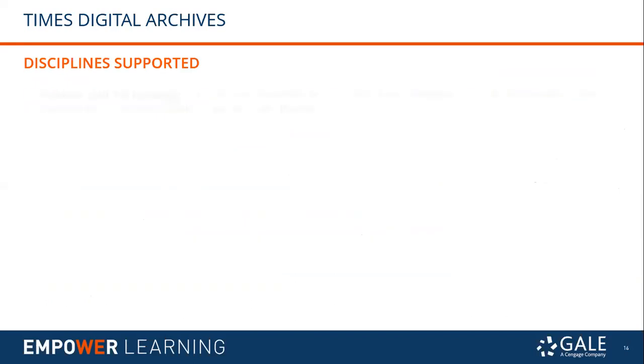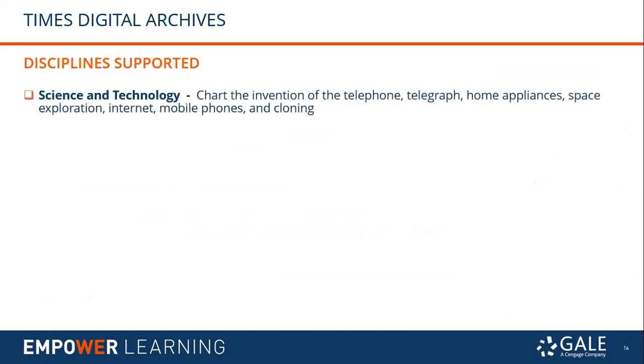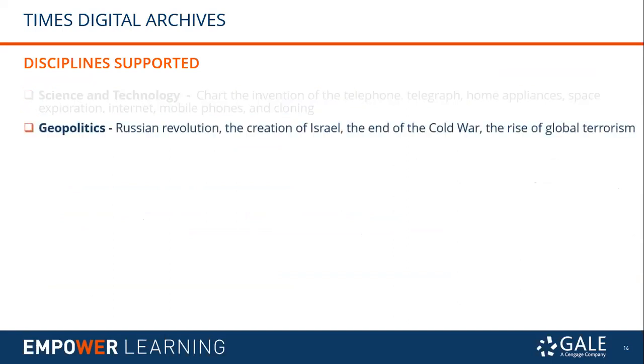So what disciplines will the newspaper support? Quite a few. So the first one, science and technology. Within the Times, you can chart the invention of the telephone, home appliances, mobile phone. Geopolitics. So whether we're looking at the Russian Revolution, the creation of Israel, the rise of global terrorism, it's covered in the newspaper.